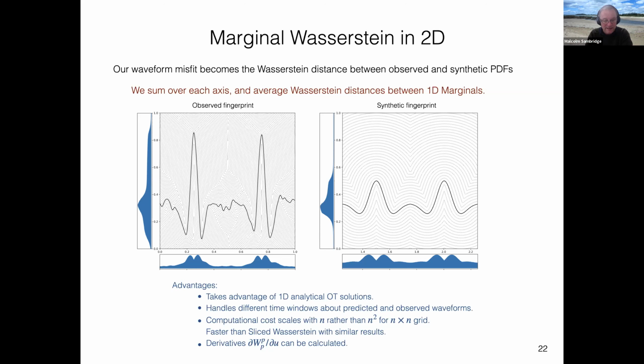So in this approach then, we take advantage of the 1D analytical solution. We'll handle time windows about predicted and observed. So the time windows can be arbitrary. That's the point. When we're far away from a solution, the waveforms don't match. That's when the nonlinearity comes in. And essentially, the two waveforms do not have to have the same time window. They can be any time windows, non-overlapping time windows. Equally, they can have different amplitude windows. And we can calculate derivatives of this problem analytically. We can propagate through even into the marginal. So we're making a compromise here to try and get things tight, exact, and fast.